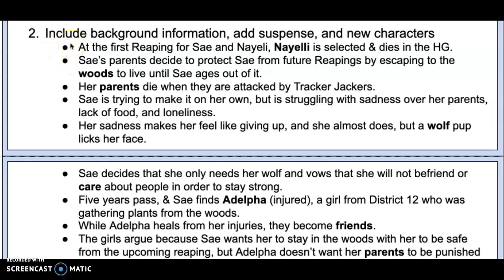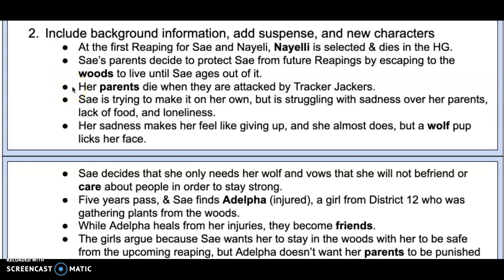At the first reaping for Say, Nayeli is selected and dies in the Hunger Games. This is some background information that's important for the audience to know. Say's parents decide to protect Say from future reapings by escaping to the woods to live until Say ages out of it. So this again is a lot of background information.